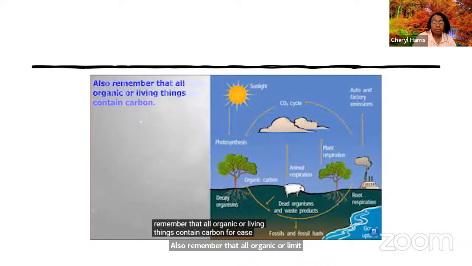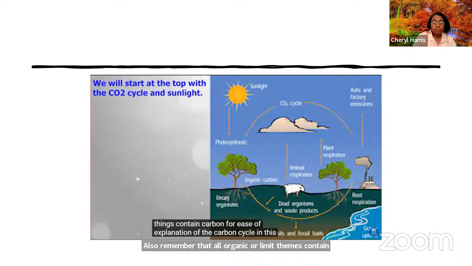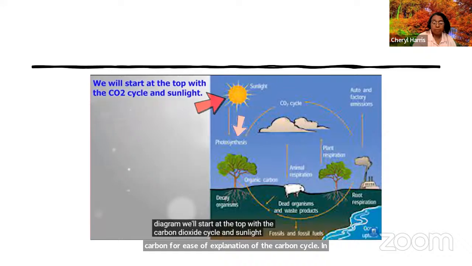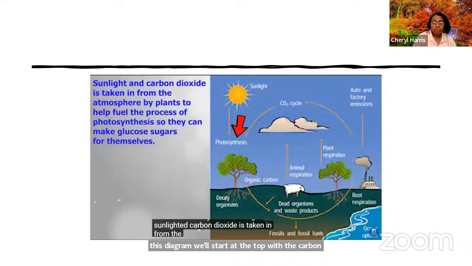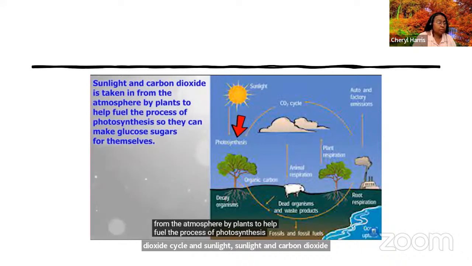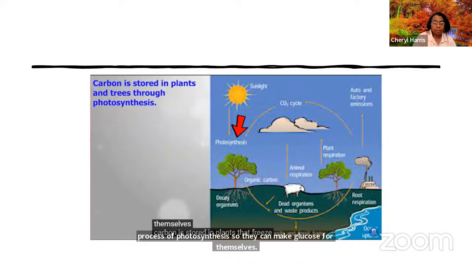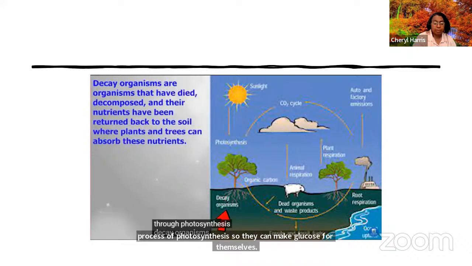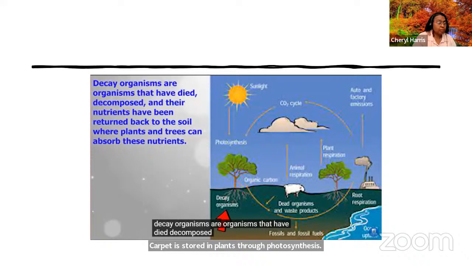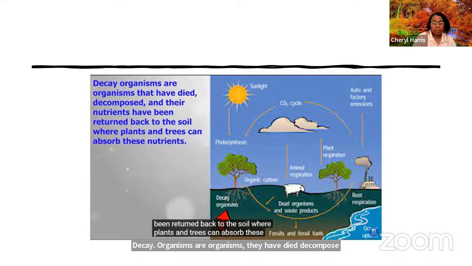For ease of explanation of the carbon cycle in this diagram, we'll start at the top with the carbon dioxide cycle and sunlight. Sunlight and carbon dioxide are taken in from the atmosphere by plants to help fuel the process of photosynthesis so they can make glucose sugars, food for themselves. Carbon is stored in plants and trees through photosynthesis. Decayed organisms are organisms that have died, decomposed, and their nutrients have been returned back to the soil where plants and trees can absorb these nutrients.